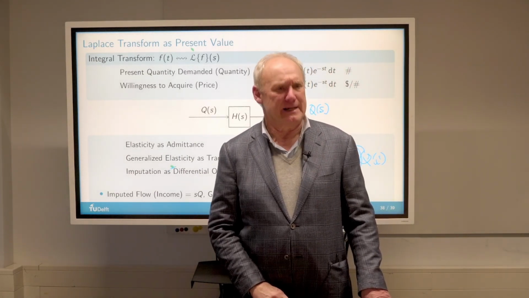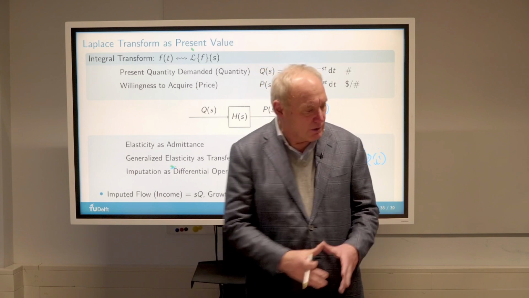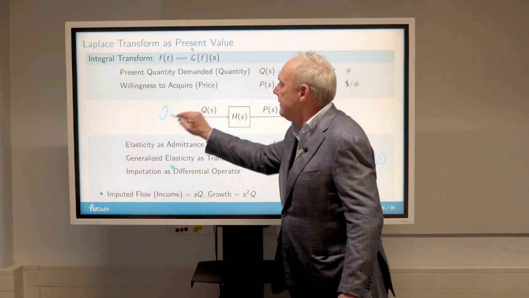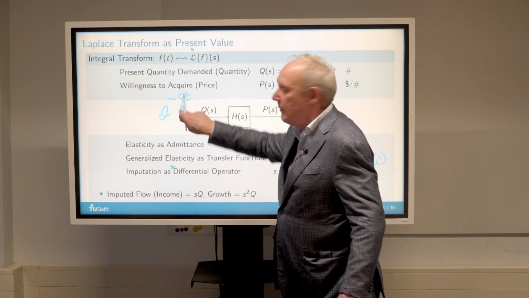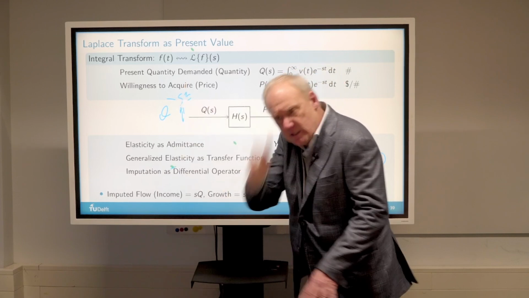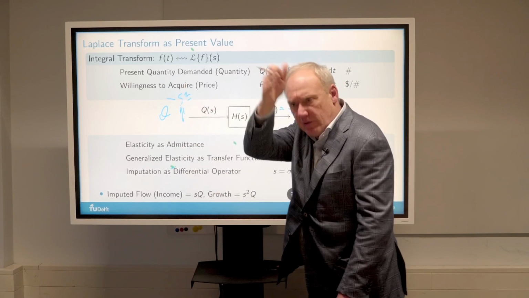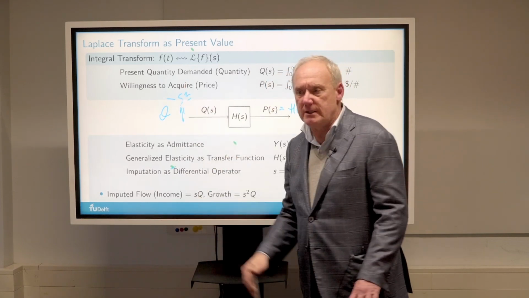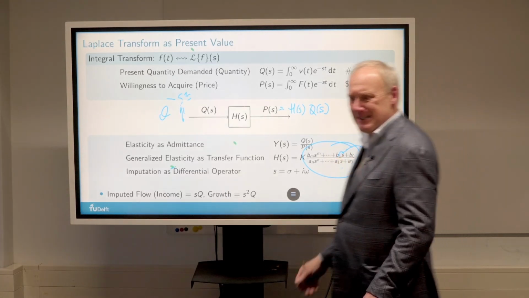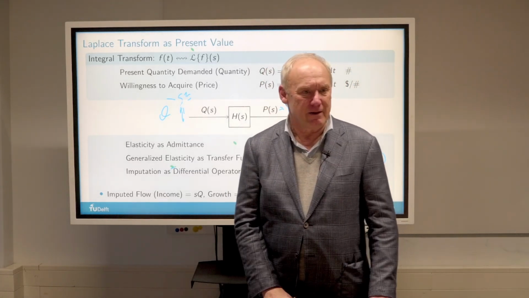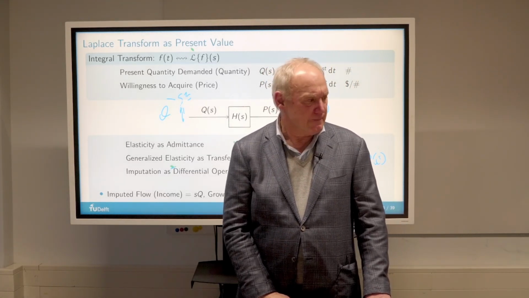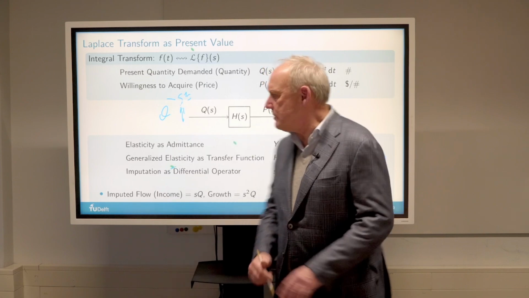What's the meaning of that? We knew that if we had an e to the minus st, what the meaning was there. That was just the envelope, the modulation and the frequency. But now I'm multiplying by S, okay? Now, why am I doing that?